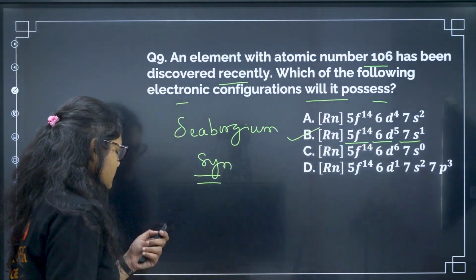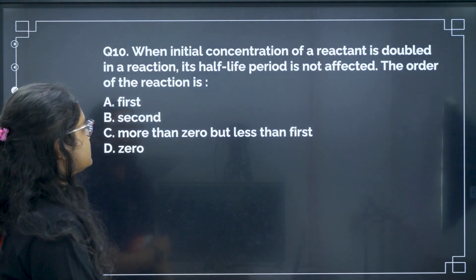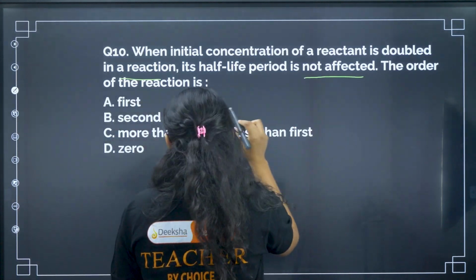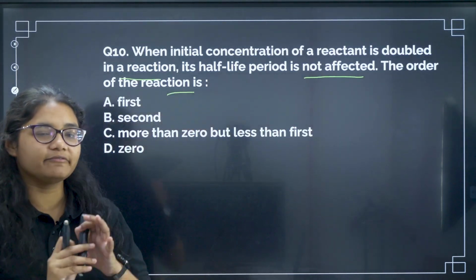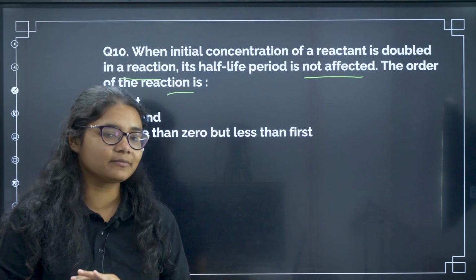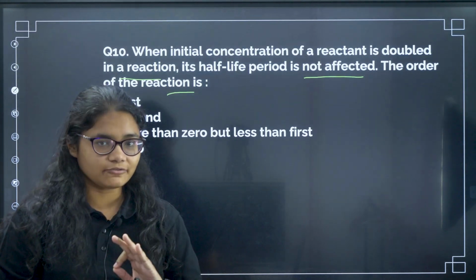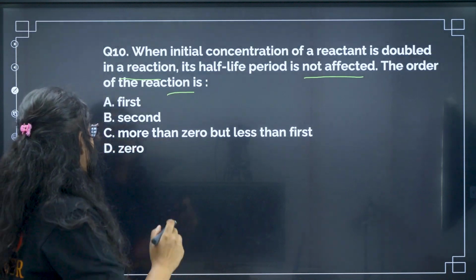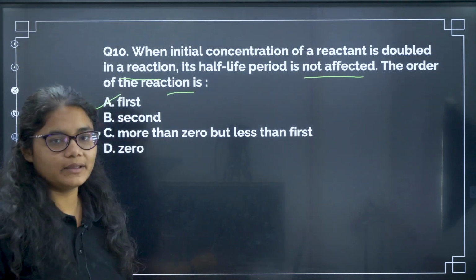Okay. Next question. When initial concentration of a reactant is doubled in a reaction, its half-life period is not affected. The order of the reaction is. This is a very common question asked many times from kinetics. If the half-life is not affected, the order of the reaction is always first order. So the correct answer for this question is option number A.